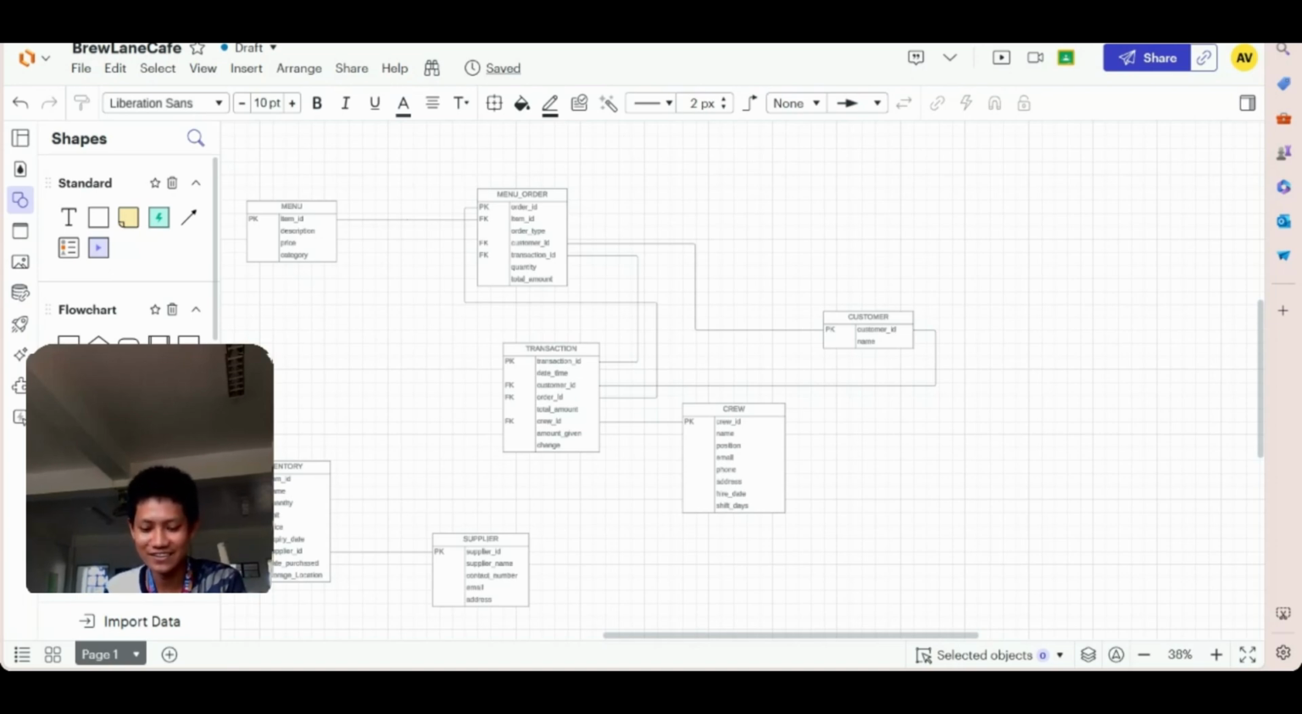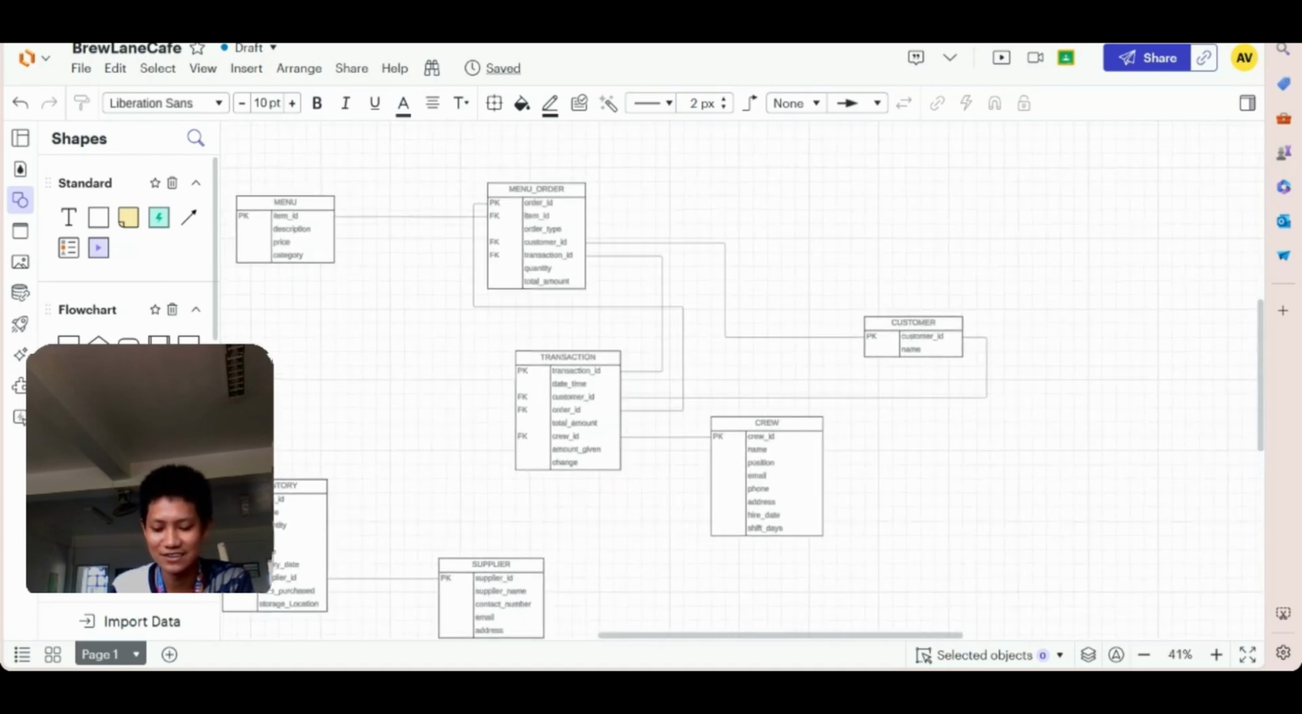Villalona. This is 2A and this is our business rules. So we decided to create a database for Brewline Cafe to centralize all transactions, inventory, and order data for the whole operation of the coffee shop. To do this, we include the following entities.